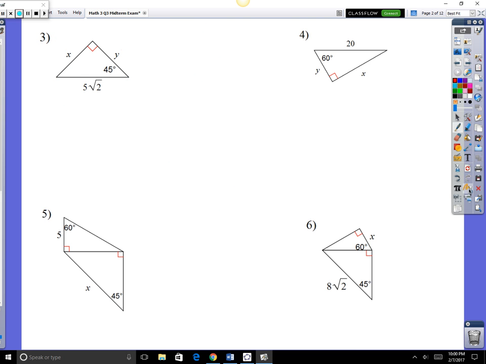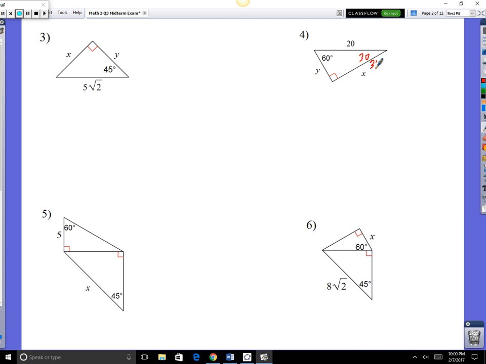Number 4 is another 30, 60, 90 this time. Flip it over the 30 and the 90, so it's going to be like this. That's 20, that's 20, that's 20, that's 10, that's 10. And to find the middle, it's going to be 10 times square root of 3.